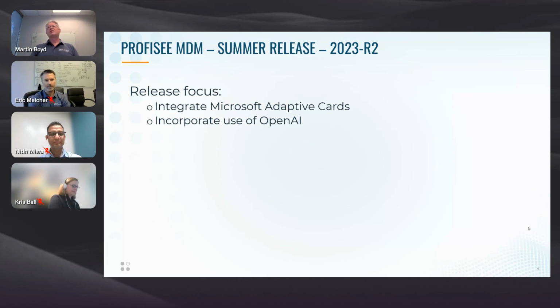But the two things we're going to cover here today are the integration of Microsoft adaptive cards, which again Nitin will introduce, but I'm going to give the context for why that's an important thing. And then the use of OpenAI is something that we've been demoing for a little bit now in kind of a beta state, and it will become part of the generally available software next month.